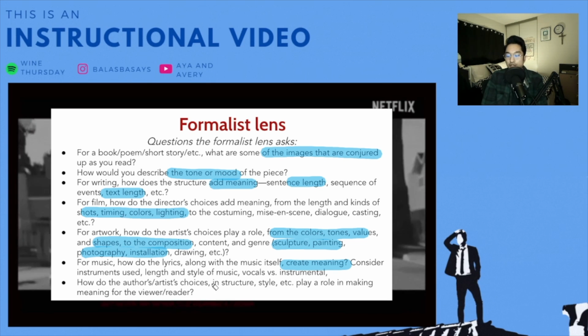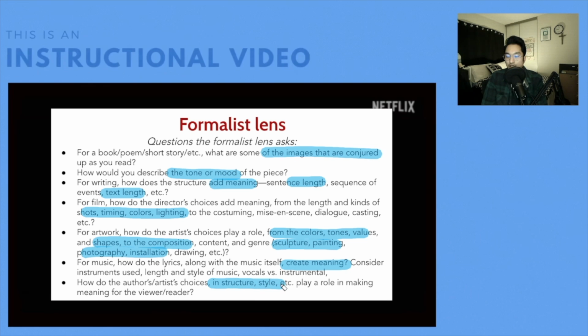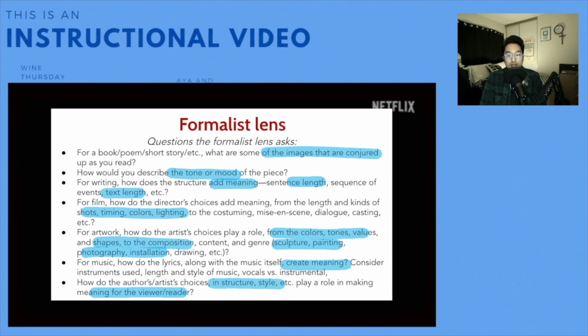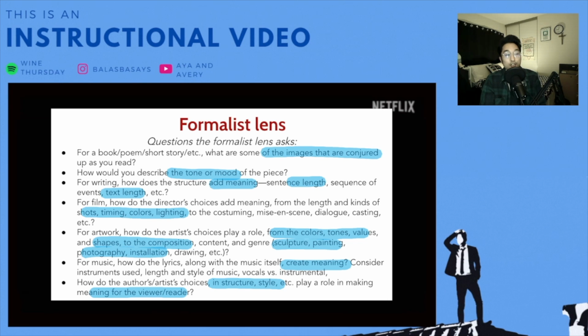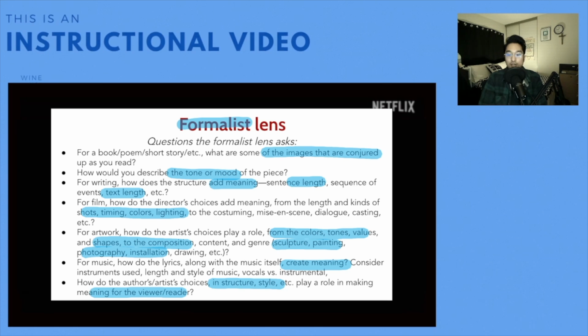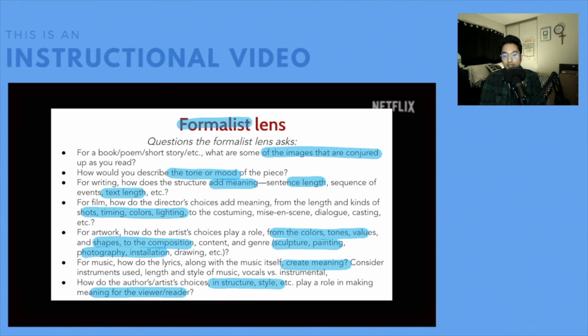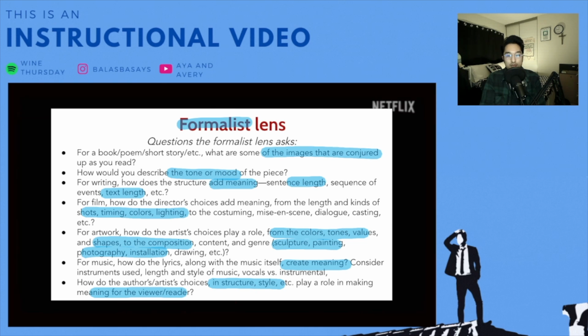And then lastly, for the author's choice, what's the structure or style that they're writing in? And how does that play a role or make meaning for the viewer or reader? Sometimes books, if you've ever read a choose your own adventure book, how would you analyze that book with this formalist approach? The author clearly has an intention for you choosing your own adventure in this book. Why did they choose to write it that way when they could have just written any normal novel?